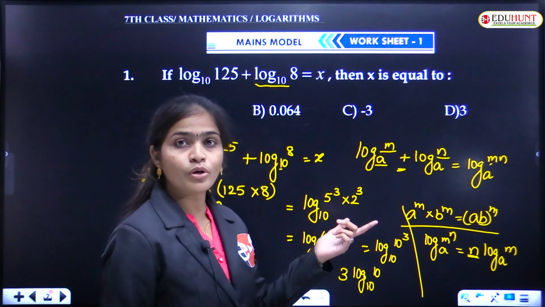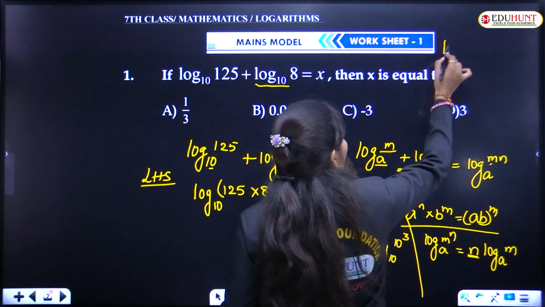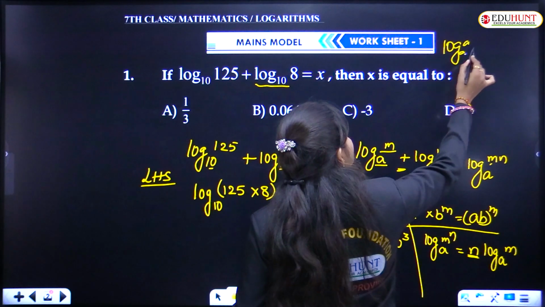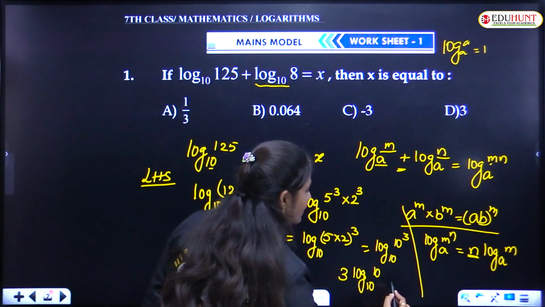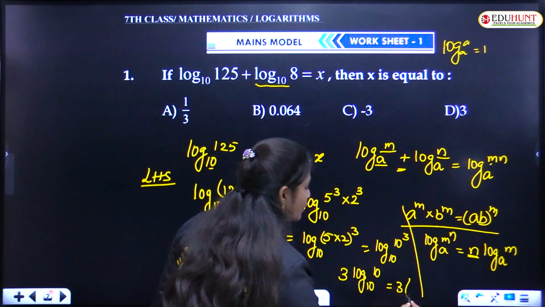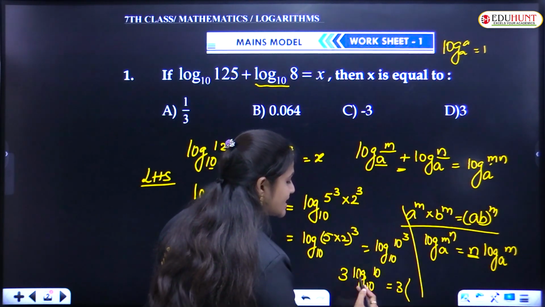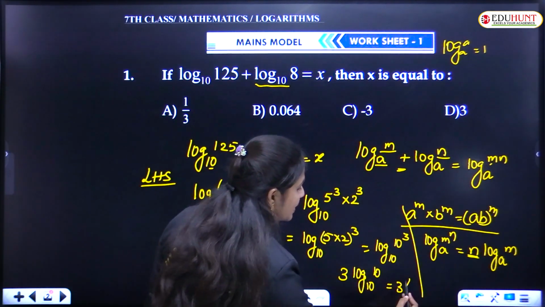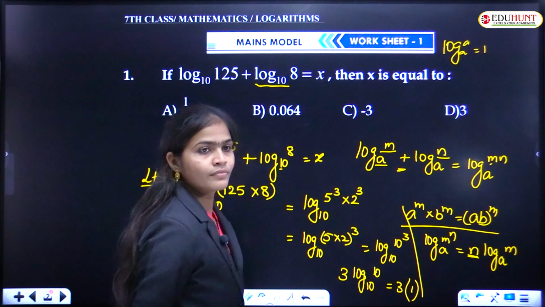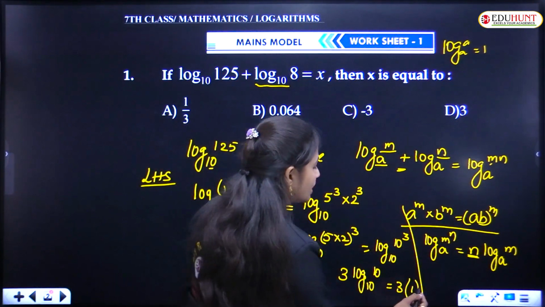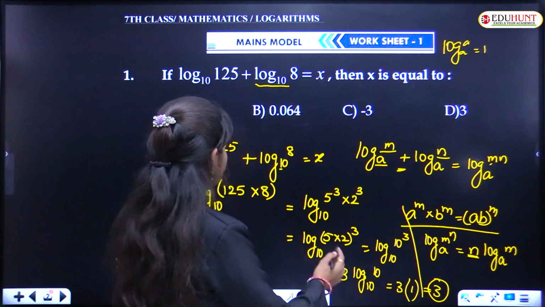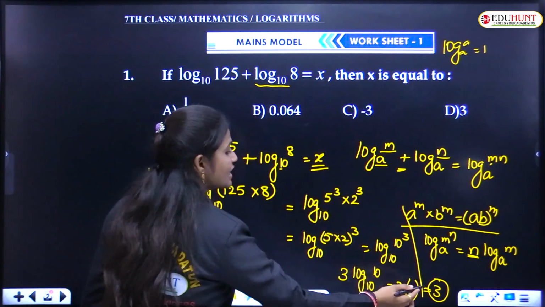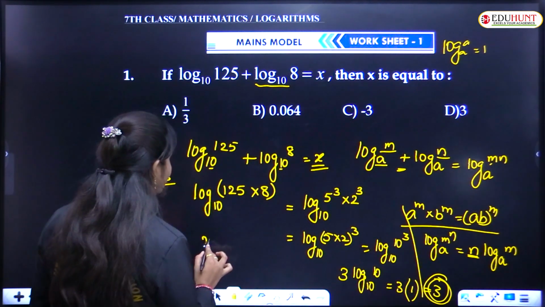And we know one more law. What is that? Log a to the base a is equal to 1. So apply that condition here. This is equal to 3 into log a to the base a, which means log 10 to the base 10 is equal to 1. Your answer is completed. So 3 into 1 is equal to 3. Actually, here it is equal to x they have given, no? So the value of x is equal to 3.